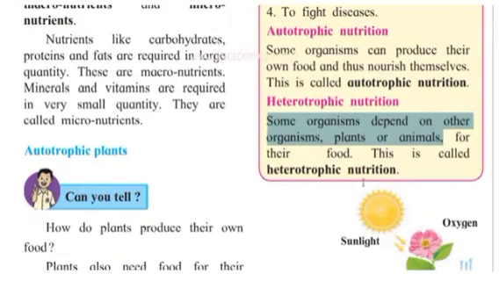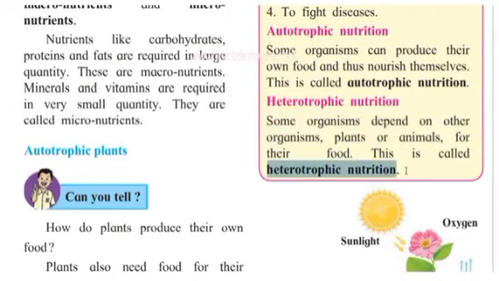They depend on other organisms for their food. Not only other plants, but other animals also. Same way are the animals. Animals depend on plants as well as other animals for food. So such organisms, plants and animals, are called heterotrophic nutrition.